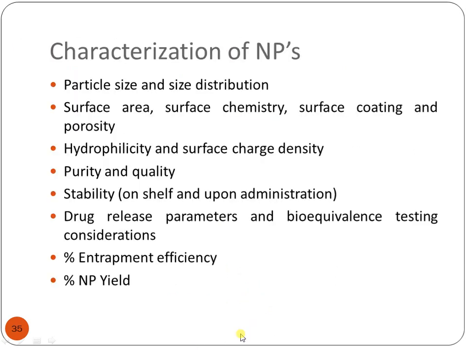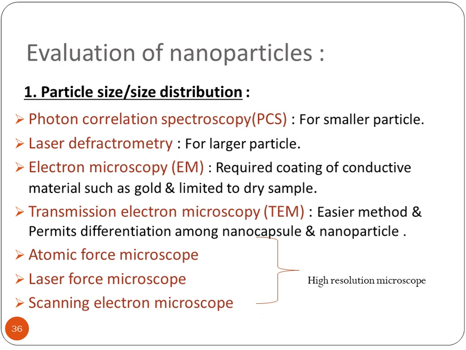Now next is the characterization of nanoparticles. In this we will study particle size distribution, surface area, surface chemistry, surface coating and porosity, then hydrophilicity and surface charge density, purity and quality, stability, drug release parameters and bioequivalence testing consideration, percentage entrapment efficiency, and percentage nanoparticle yield. For particle size and size distribution, the following methods are used: photon correlation spectroscopy for small particles, laser diffractometry for larger particles, then electron microscopy.